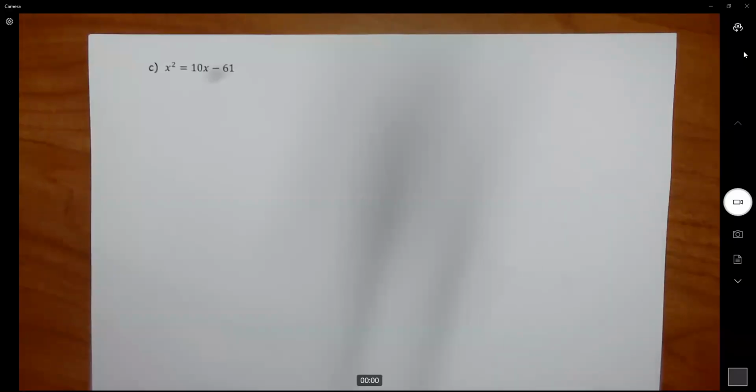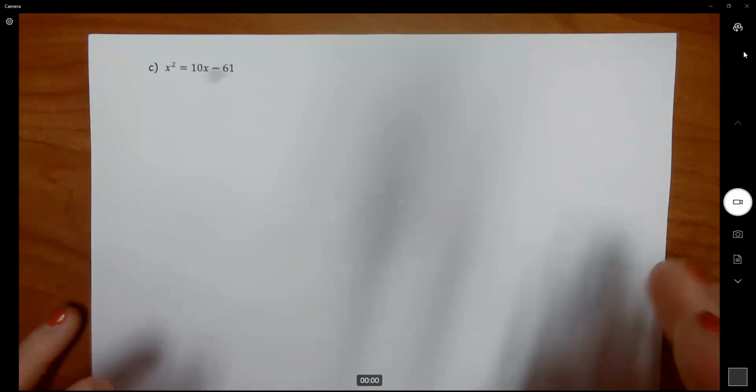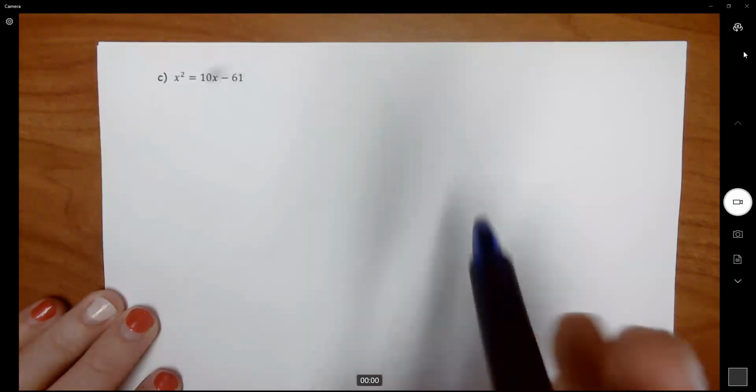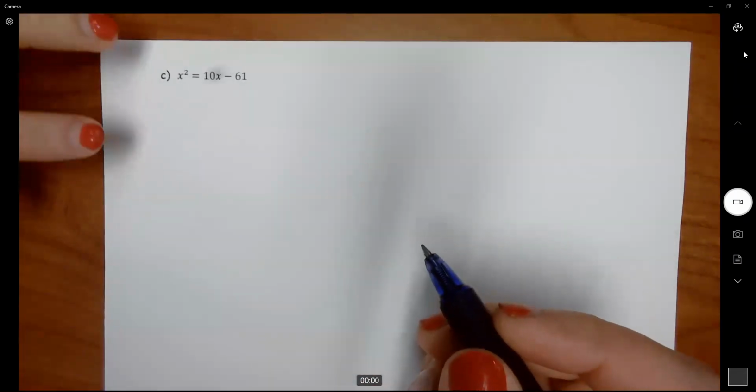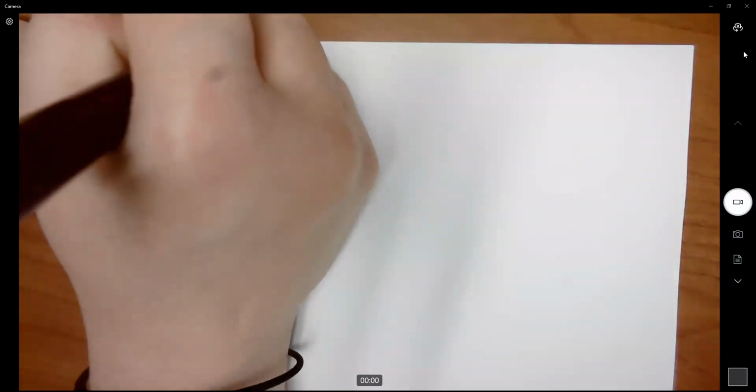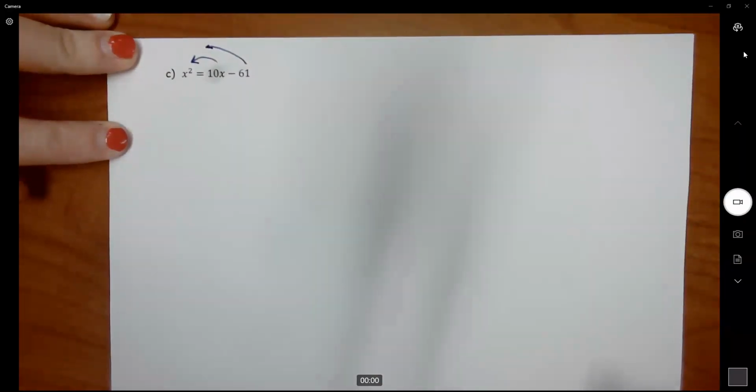Let's continue with solving quadratics using the quadratic formula. So the first thing we need to do is get this into standard form. Standard form means that this equation equals 0, and this one clearly does not. So let's move everything over here to make it equal 0.